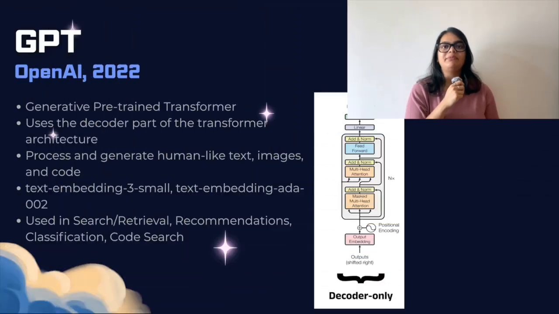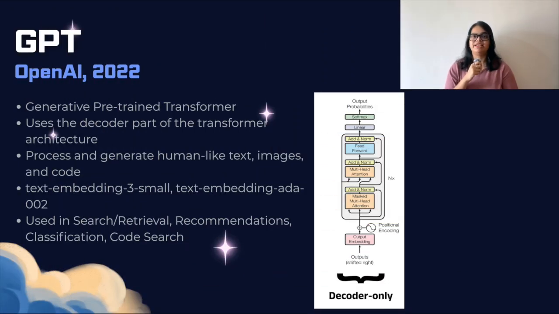Then came GPT, Generative Pre-trained Transformer, by OpenAI. Unlike BERT, GPT is designed for text generation. It uses a unidirectional transformer, which means it reads the text from left to right, and at each step, it predicts the next word based on the previous words. This makes it extremely powerful for tasks like text generation, conversation, code generation, and more. Models like ChatGPT were built on top of this idea.